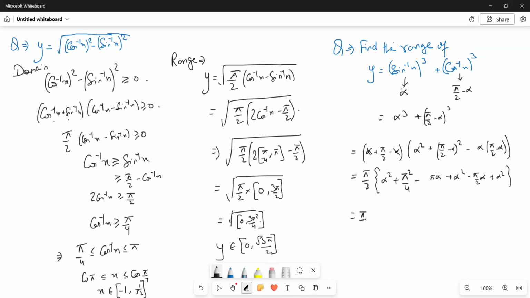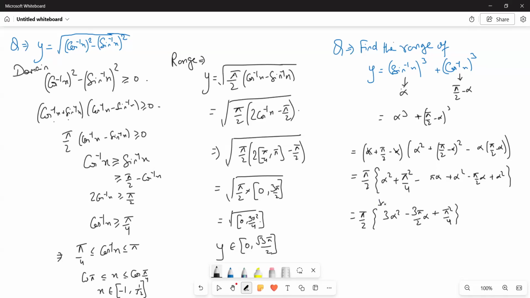So this is like having pi by 2 times 3 alpha square minus pi plus pi by 2, 3 pi by 2 alpha and plus that's a pi square by 4 is the only constant term. Pi square by 4, ये आ जाएगा. Now we have a quadratic expression in alpha.